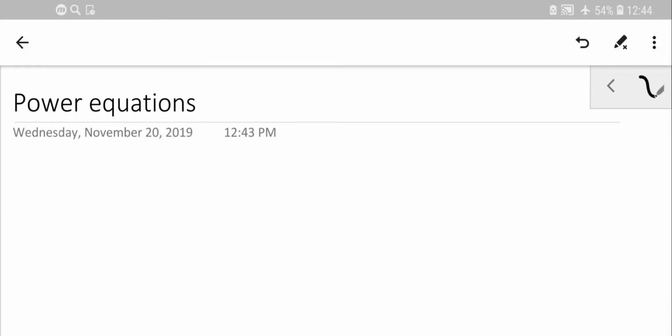Hello, welcome back to the topic Connect with Equations. Before, we went through linear equations, and here it's the right time to consider power equations.